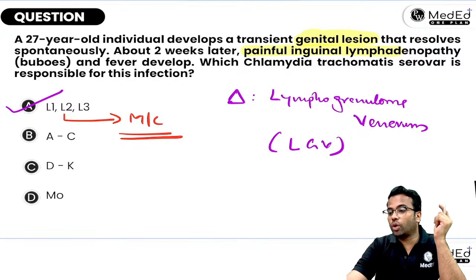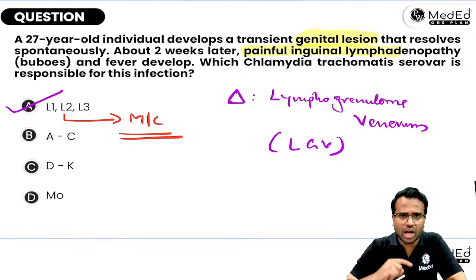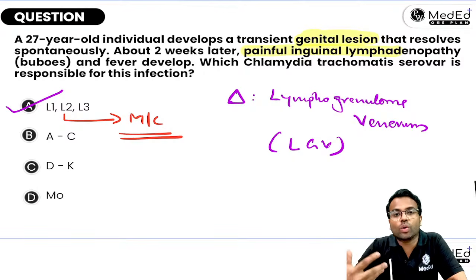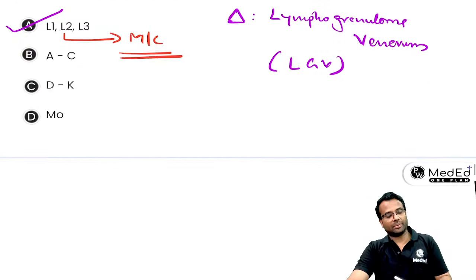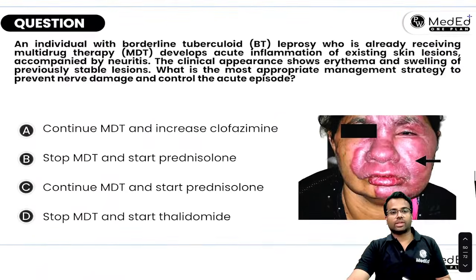And remember, if you have gone through last year's question paper, the last FMG exam, they asked a similar question like which serovars are responsible for the infection. Answer is L1, L2, L3. But if they go a bit deeper, what is the most common serovar? Your answer should be L2. Clear? Moving to the next question.